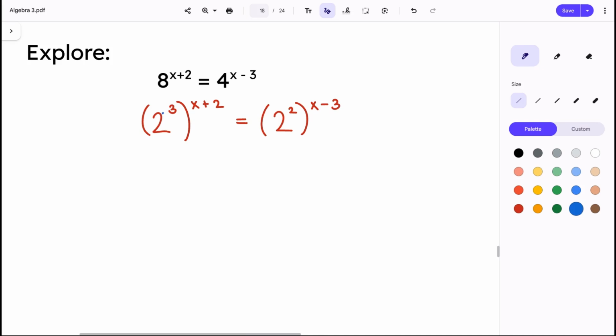Now that I have like bases, we can get rid of these, and we can just focus on the exponents. Now this time you're going to have to distribute the 3 on the left and you're going to have to distribute the 2 on the right. So you have to make sure that you do that both times. So when you distribute, it should say 3x plus 6 equals 2x minus 6. And then when you got your like terms together, it should have ended up saying x equals negative 12.